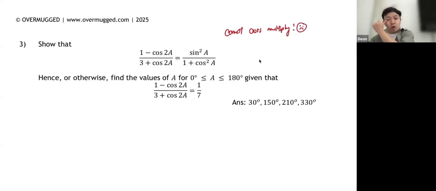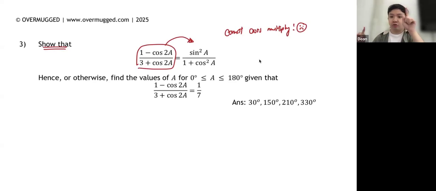Okay, because what I'm trying to do is to show this is this. So I cannot use it and multiply across. Does that make sense? I must start from one of it. Now, some students will be like, oh, okay, then let me just cross multiply. Then in the end, I'm going to get what? 0 equals to 0. Okay, that doesn't help. So let's start from the left.